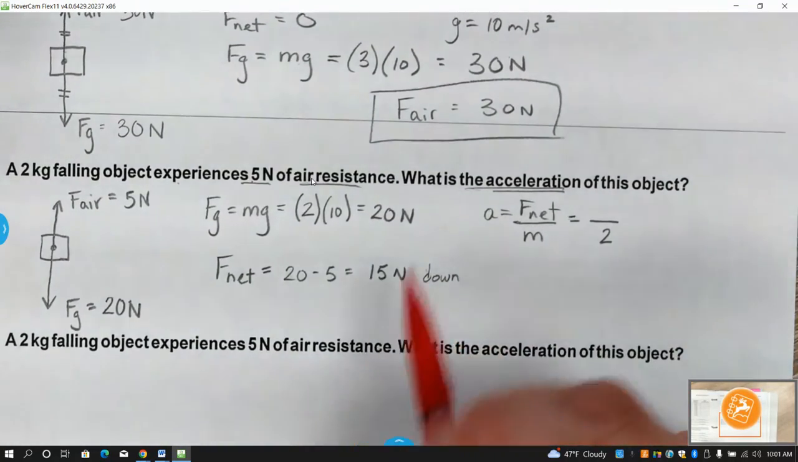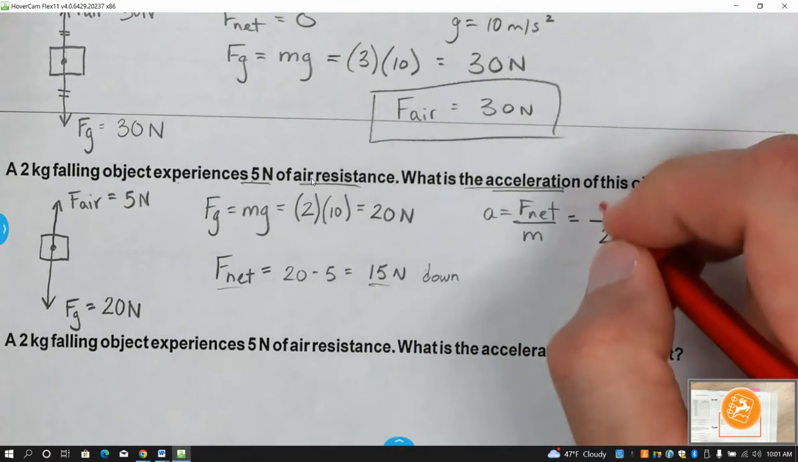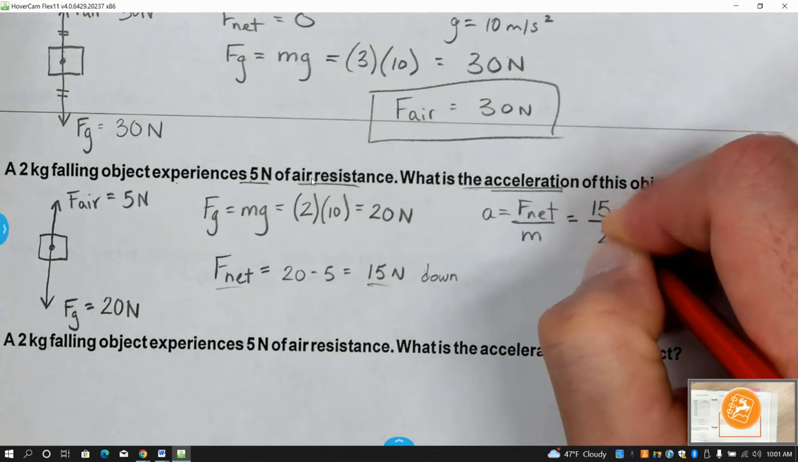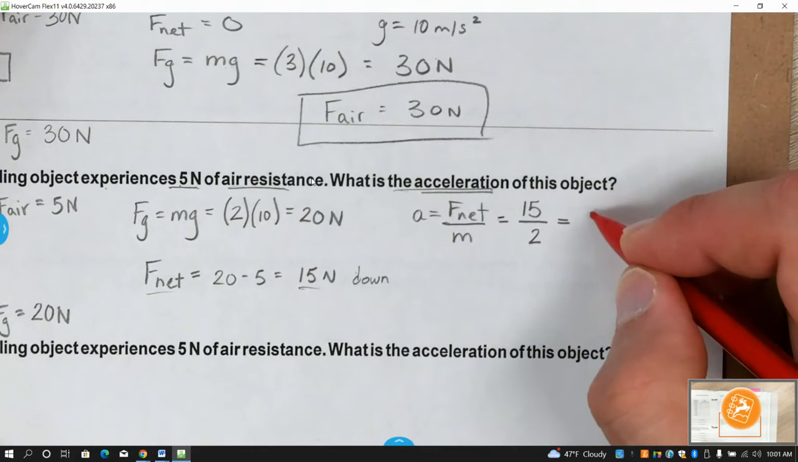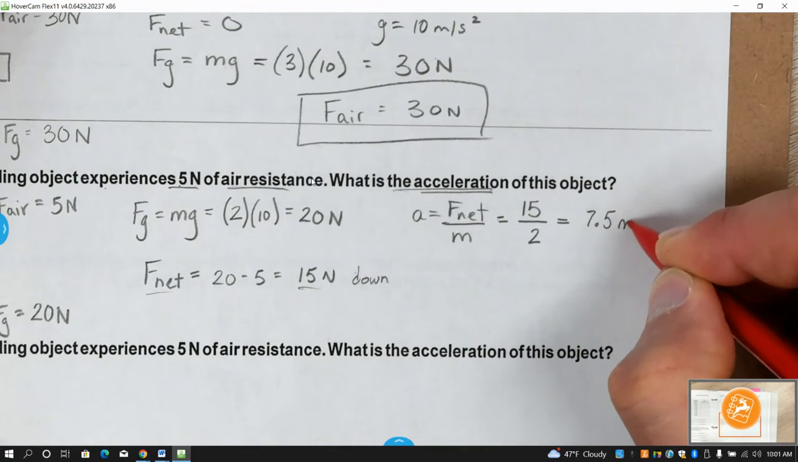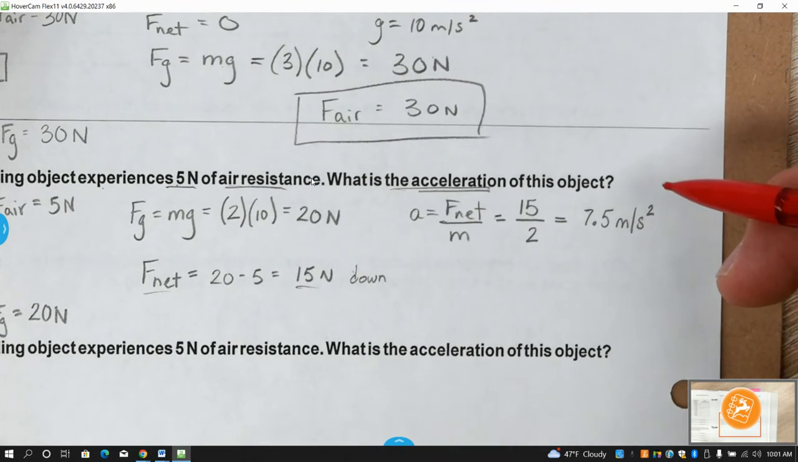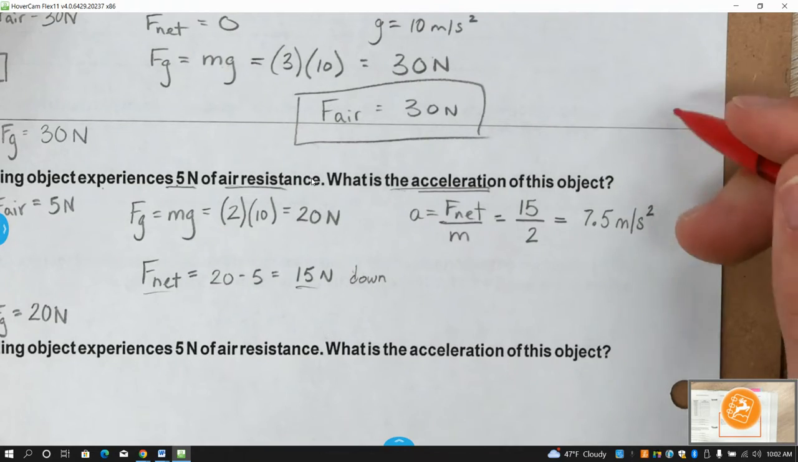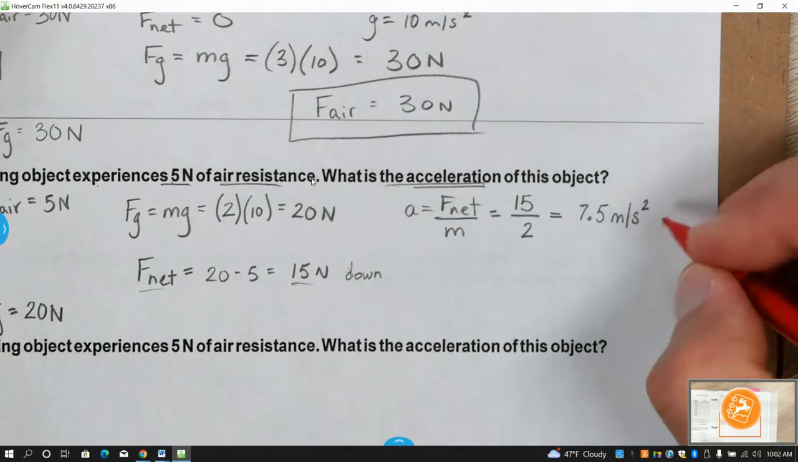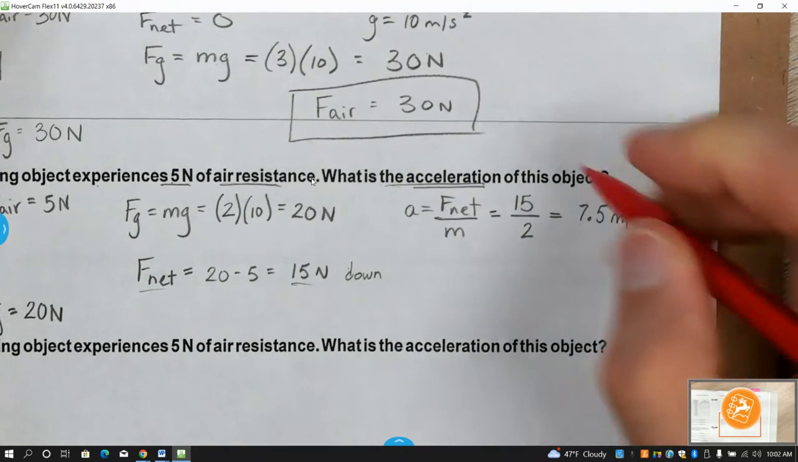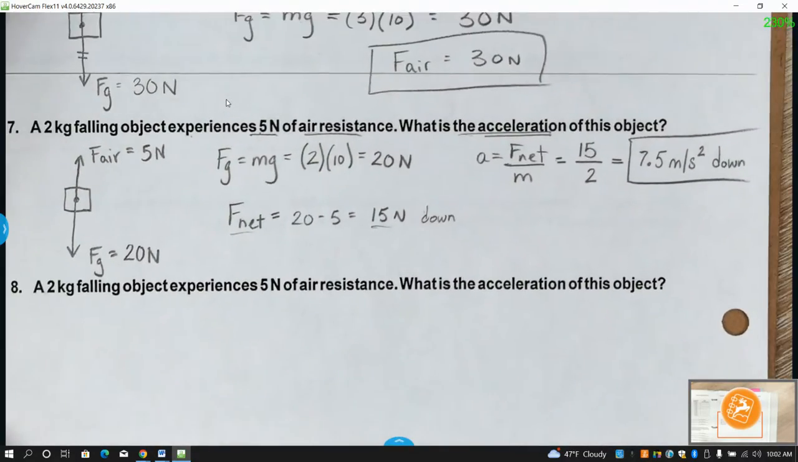Now we can take our F net and bring it to this spot. So 15 divided by 2 is 7.5 meters per second squared. And I need one other thing, because I know what the direction is, so I have to add it. What would the direction be? Down, because acceleration is always in the same direction as our net force. That's a solid problem.